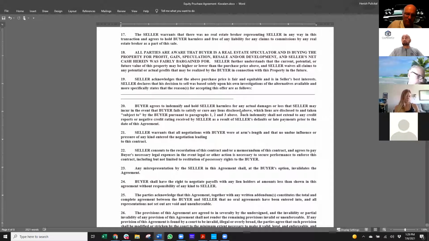Okay. Number 20, buyer agrees to indemnify and hold seller harmless for any actual damages or loss that the seller may incur in the event the buyer fails to satisfy or cure any liens disclosed above, which liens are disclosed to and taken subject to by the buyer pursuant to paragraphs 1, 2, and 3 above. Such indemnity shall not extend to any credit reports or negative credit ratings received by seller as a result of seller's defaults or late payments prior to the date of this agreement. Does that make sense? You got to reread it.